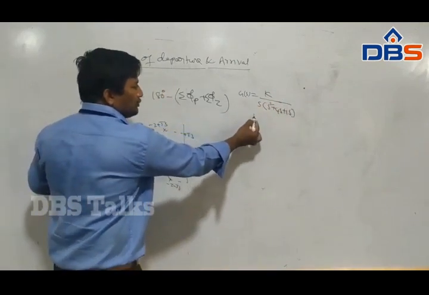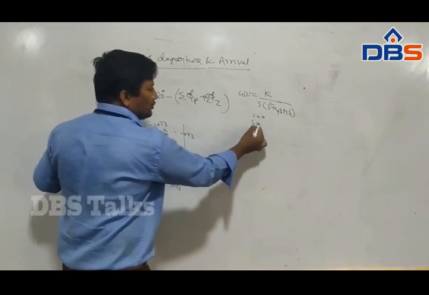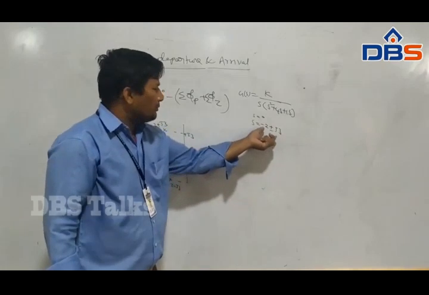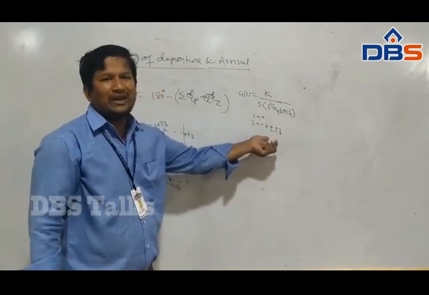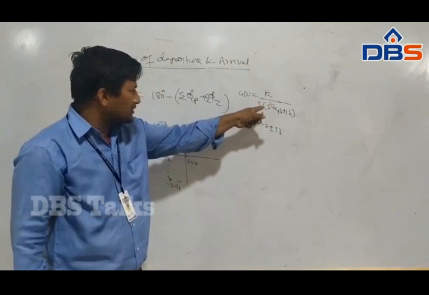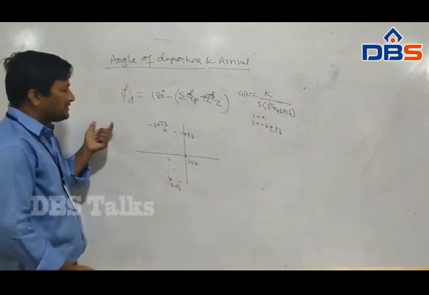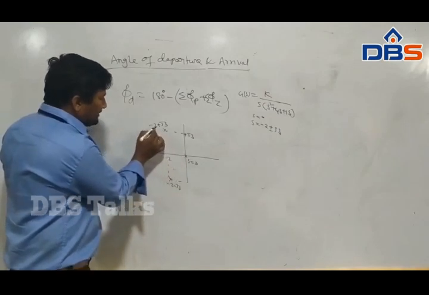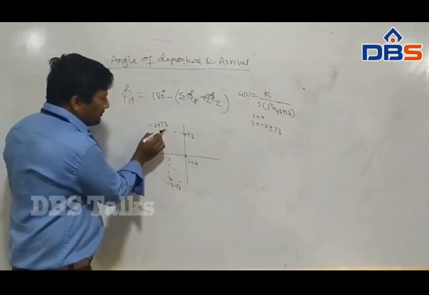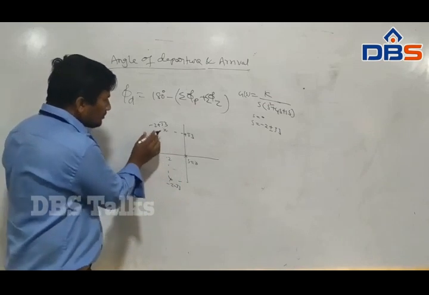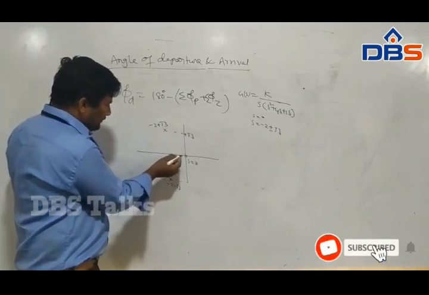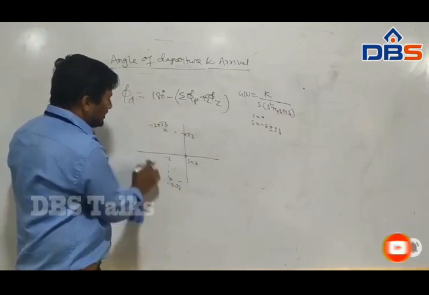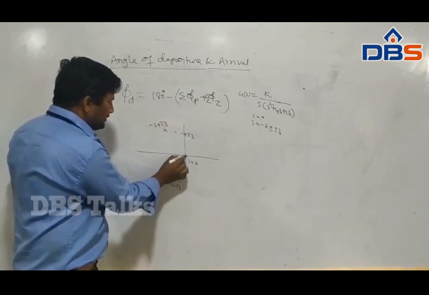For this one, s equal to 0 is one pole, and s equal to minus 2 plus or minus j3 are the other poles. These are complex poles. So minus 2 plus j3 is one pole, and minus 2 minus j3 is another pole. Now take this example to calculate the angle of departure. I am calculating at minus 2 plus j3. First of all, is there a branch or not? We have not taken these complex poles into account for that.